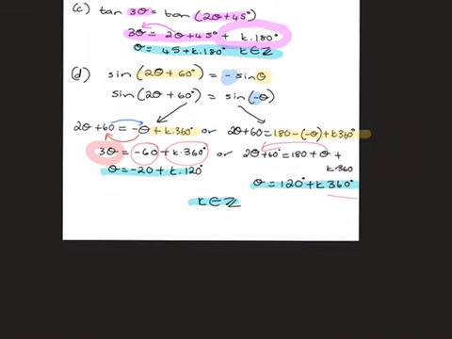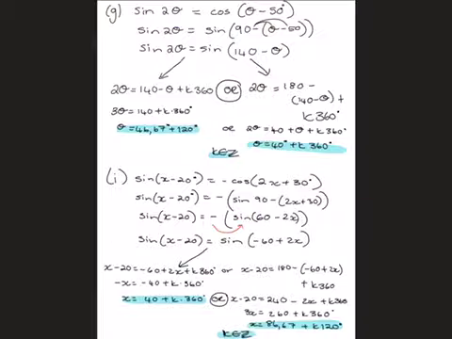Get all the thetas to one side, all the numbers to the other side, and if you're having to divide here by 3, you're going to divide each bit by 3. But on this side, we're not having to divide, so the 360 stays the same. Right, and please don't forget your k is an element of integers.